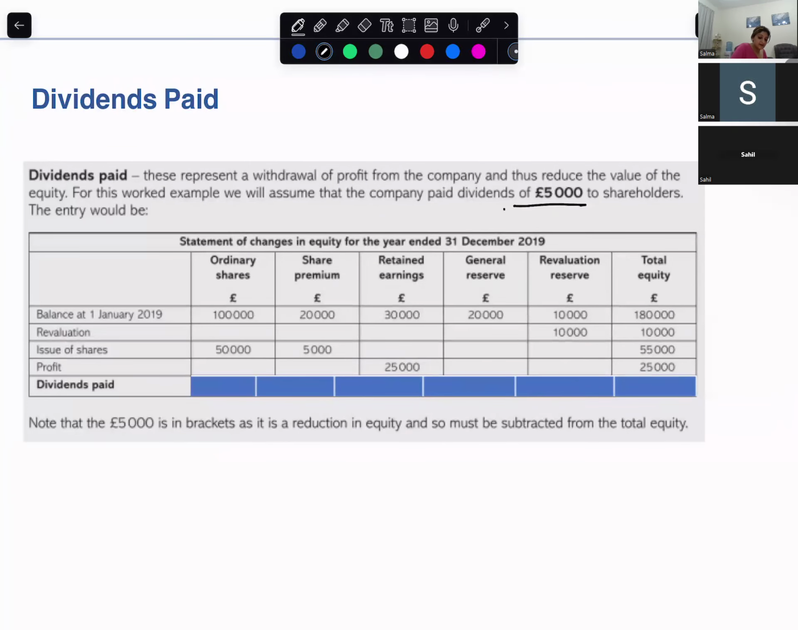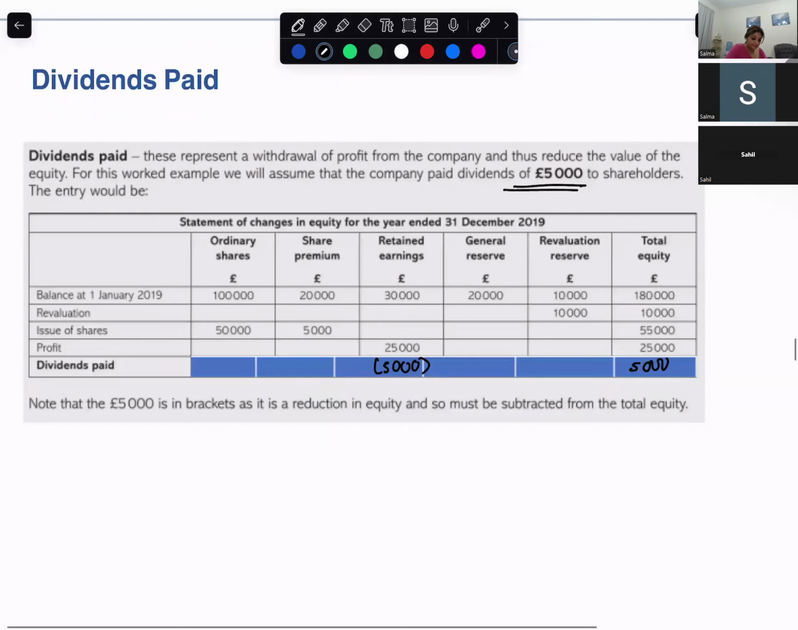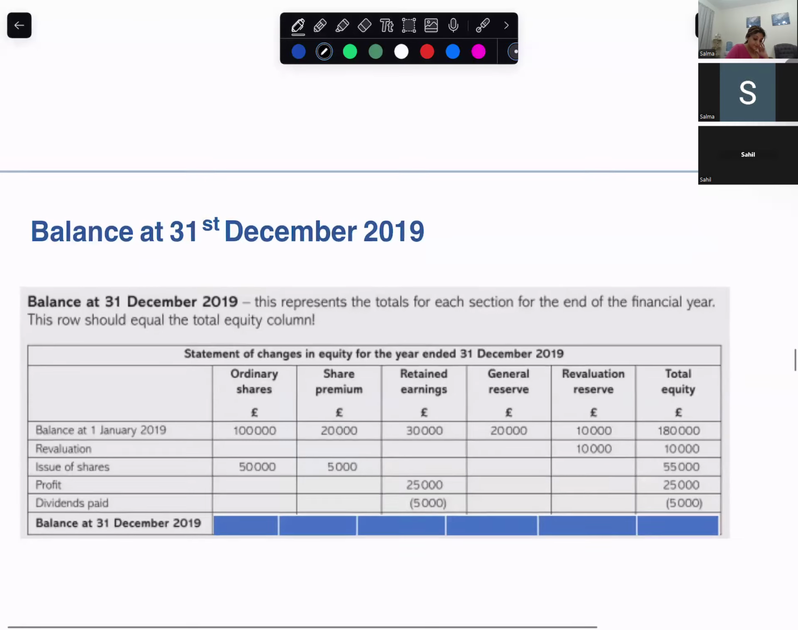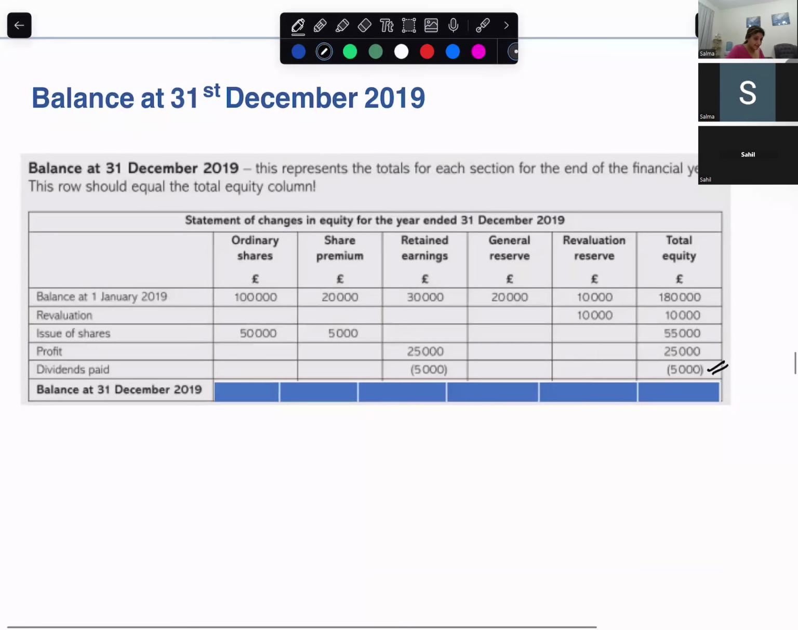A 5,000 dividend is paid to the shareholders. Subtract it from the retained earnings and from total equity. Very good. So, miss, you put the brackets in the total equity? Yeah. When you're putting a bracket, it means you're subtracting, deducting something, right? Okay, balance at the end.